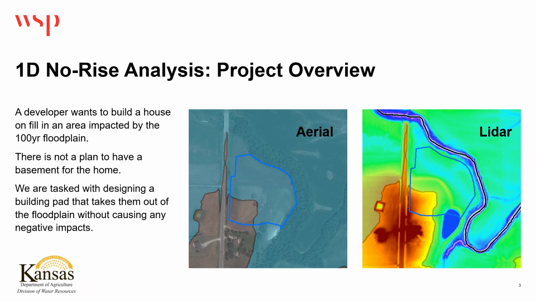Here is an overview of our project site. So a developer wants to build a house on fill in an area that is impacted by the 100-year floodplain. There is no plan to have a basement for this home, so we have to design a building pad that takes them out of the floodplain without causing any negative impacts.